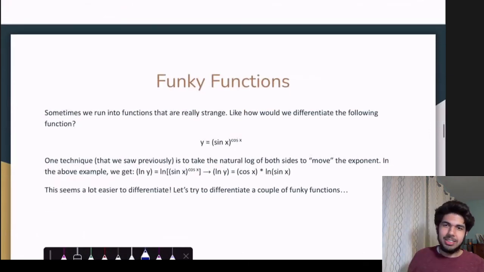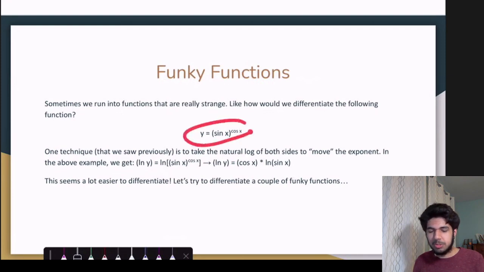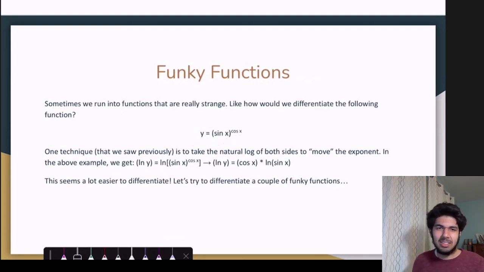One last thing that we need to talk about, which I call funky functions. So sometimes we run into functions that are really strange. So consider this, y equals sine x to the cosine x. The power is cosine x.